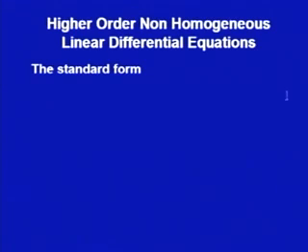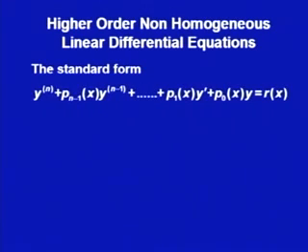The standard form of these equations is y^(n) + p_{n-1}(x) y^(n-1) + and so on + p_1(x) y' + p_0(x) y = r(x). Here p_{n-1}(x), p_1(x), p_0(x) are all functions of x. We are not now differentiating between constant and non-constant coefficients, we will just treat them simultaneously. y^(n) as usual is the nth derivative of the unknown function y, y^(n-1) is the (n-1)th derivative of y, and so on, and r(x) is also a function of x. Because it is non-homogeneous, we are assuming that r(x) is not 0.